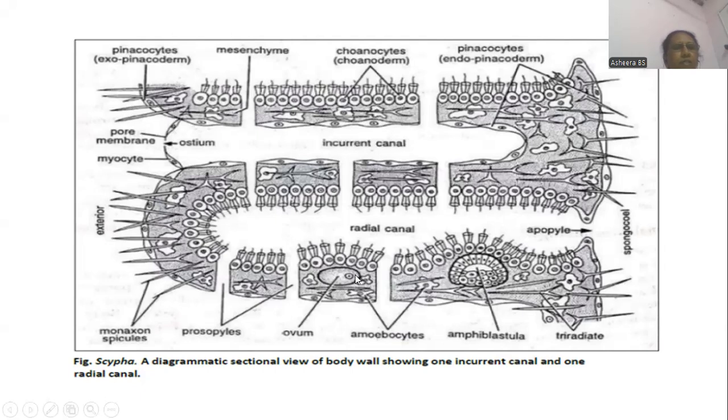So the worm is also there in the mesoglea. And see here, in between the incurrent canal and the radial canal, the pore that is present is called the prosopyle. And from the radial canal to the spongocoel, this is the spongocoel.